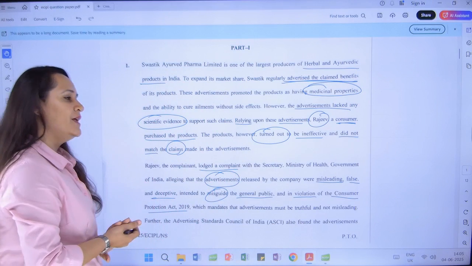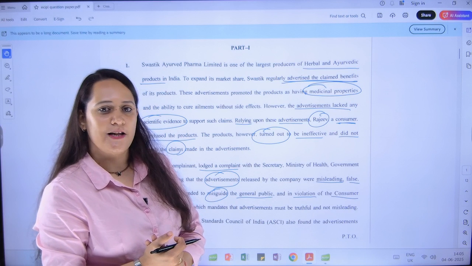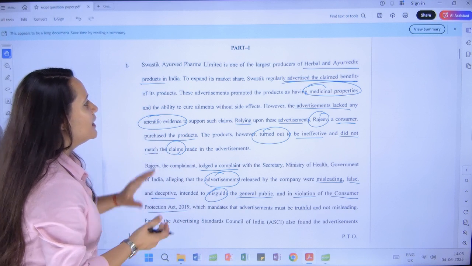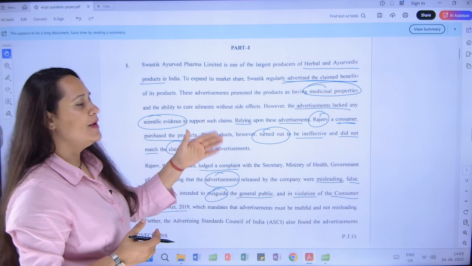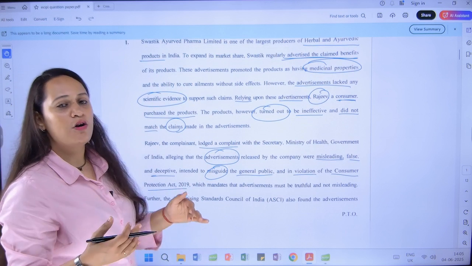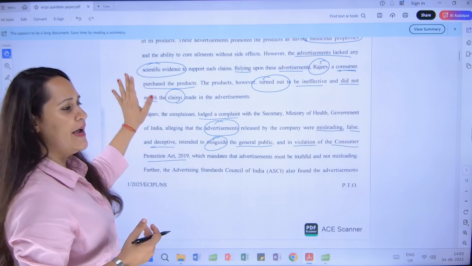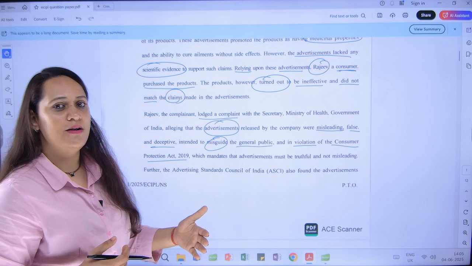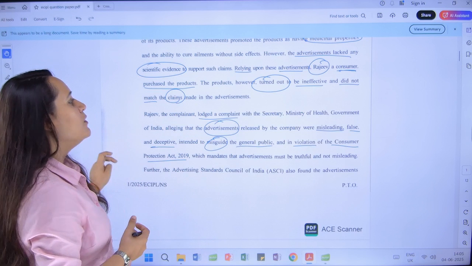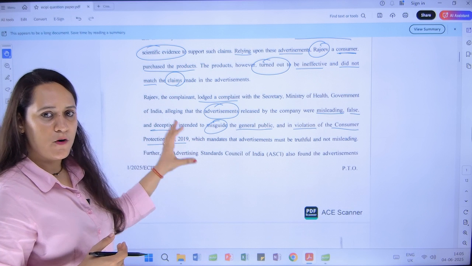So the first question is a case study based question from part A, which belongs to the Consumer Protection Act. They say that there was a company which was manufacturing herbal and Ayurvedic products, and they had given an advertisement claiming a lot of medical benefits and properties, which had no scientific evidence, but still they promoted that it has been proved. On the basis of the advertisements, one of the consumers, Mr. Rajiv, had purchased those products.